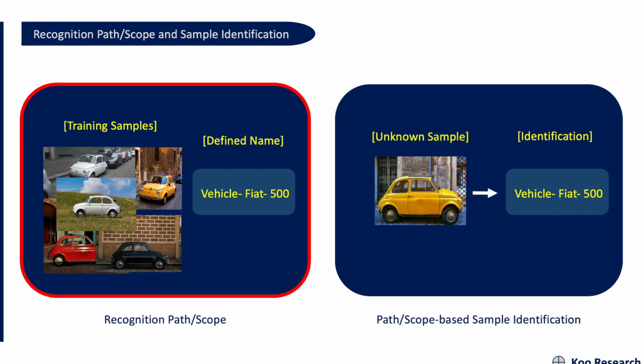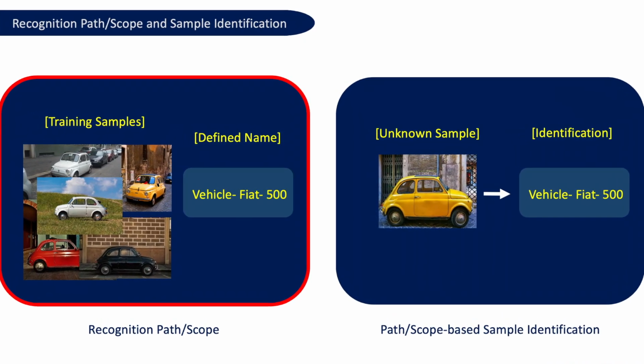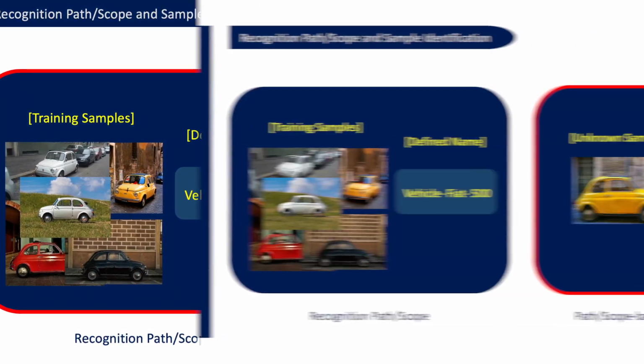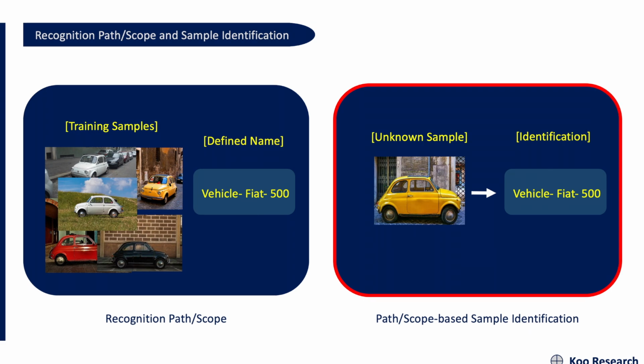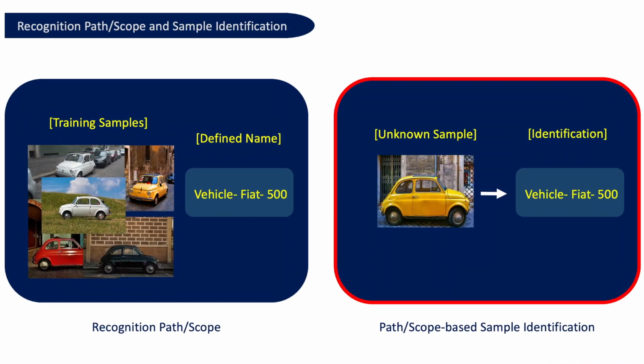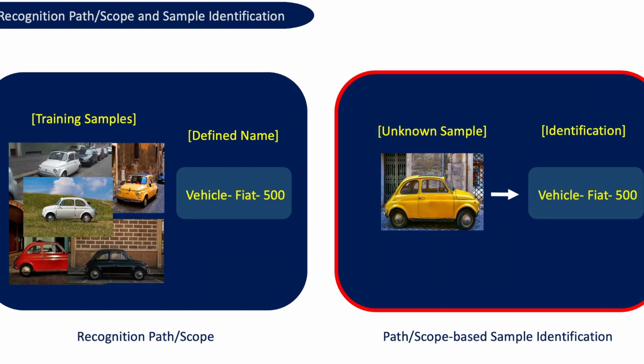Recognition starts by assigning a name to a specific sample. To improve this recognition path, we group additional samples under the same name. Next, we establish a recognition scope from the path by connecting grouped samples to the designated name. Leveraging these scopes, we can accurately identify unknown samples.